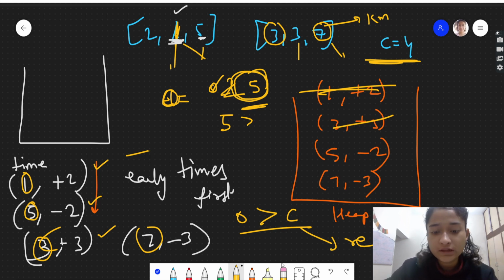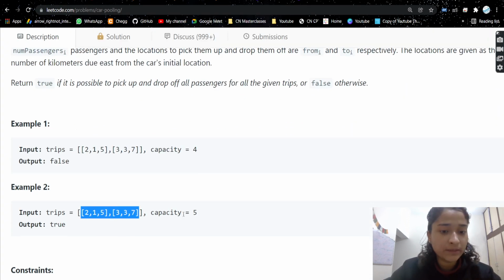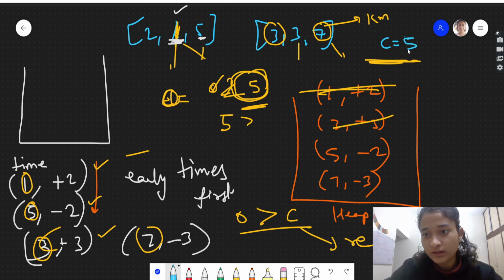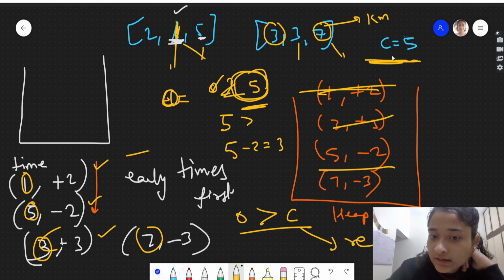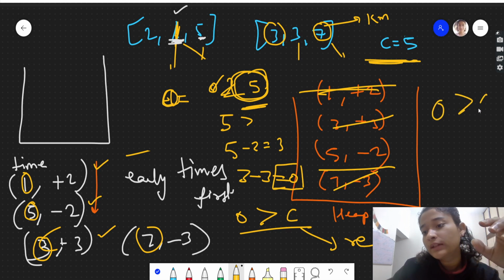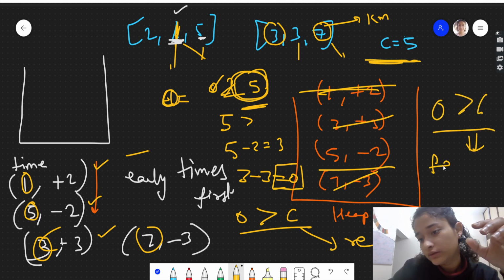If over here the capacity was 5, let's say, this is the second test case in which the capacity is 5, then it's possible. How? Over here 5 passengers were there when we popped this out. Now what we will do, we will see this value, this is dropping 1 minus 2, so 5, which is the current value, minus 2 becomes 3, and then 3 is less than the capacity, hence it's okay. And then we will pop this one, so 3 minus 3 becomes 0, hence this is also okay. Whenever the value of onboarding becomes greater than capacity, then it's a problem, then we'll return false.